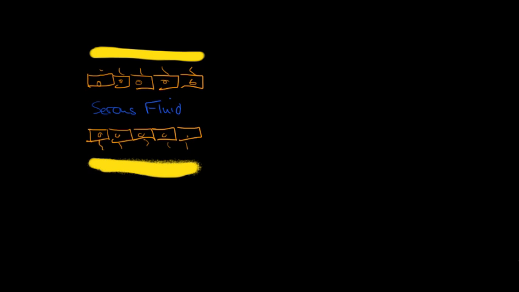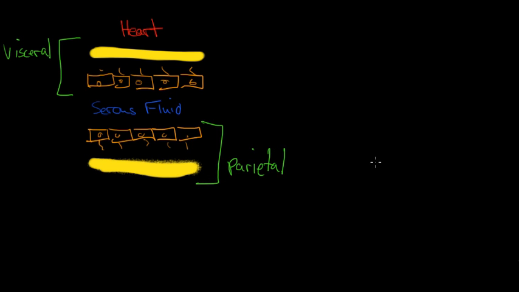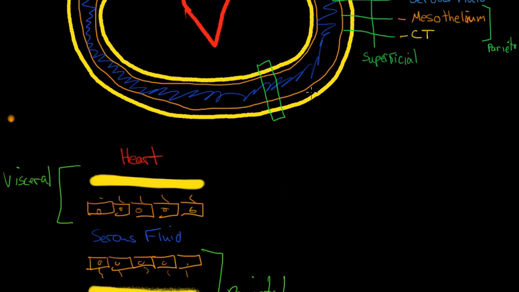So if our heart is over here, which side is this? On this side we have our visceral layer, and then on this side we've created our parietal layer. So this is what it looks like on a more microscopic level of the same cross section we took here.